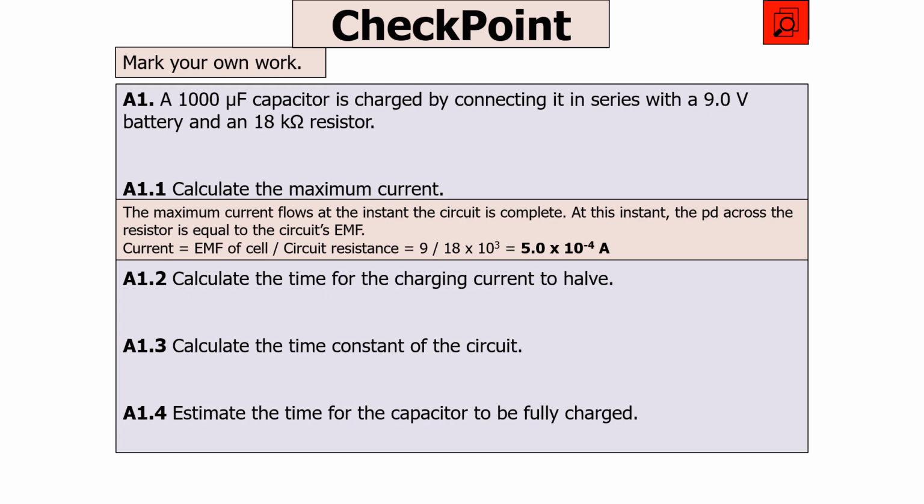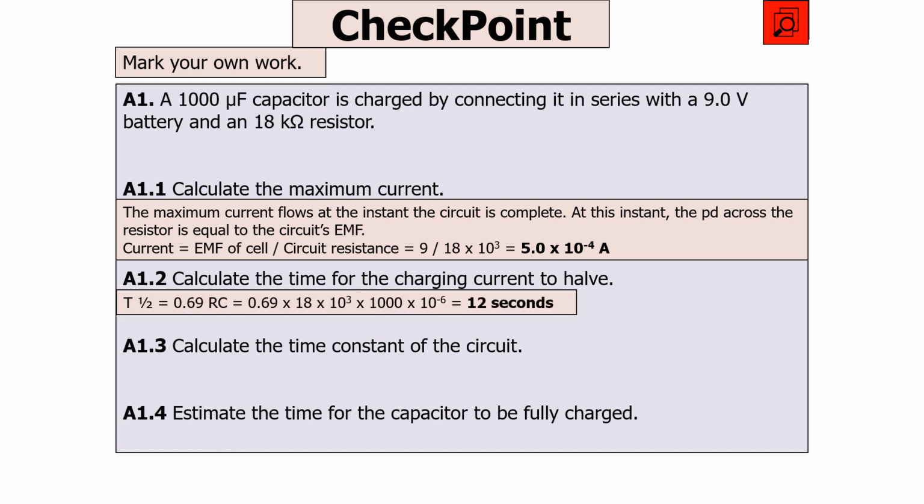The next one, you've got to remember the equation. The time taken to halve is going to be 0.69 times RC. So therefore it's 0.69 times the time constant, which is going to be R, which is 18 times 10 to the 3, times 1000 times 10 to the minus 6. So therefore it's 12 seconds. Whilst the time constant itself is just RC, so you can work it through to be 18 seconds.